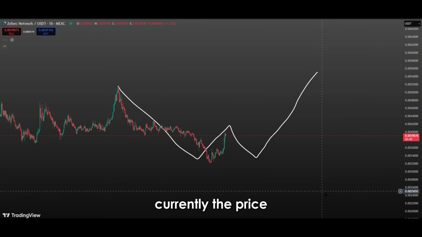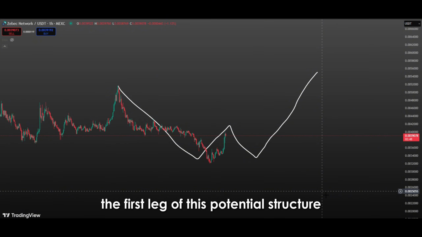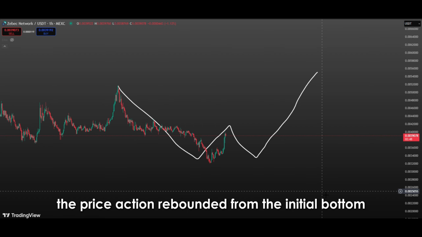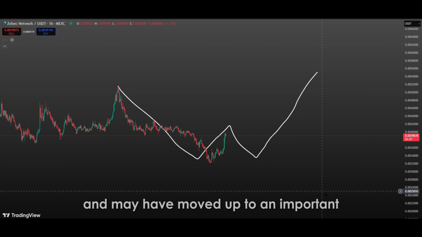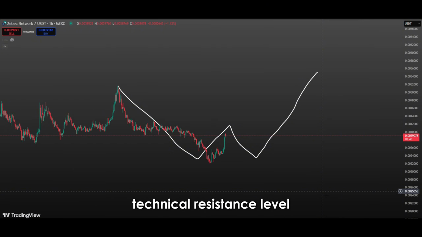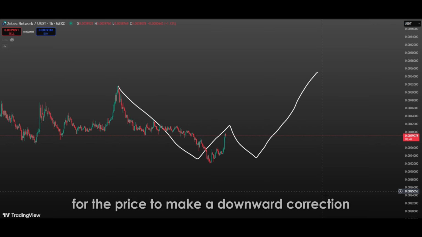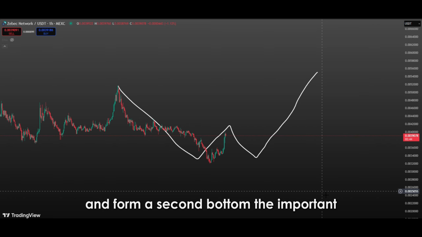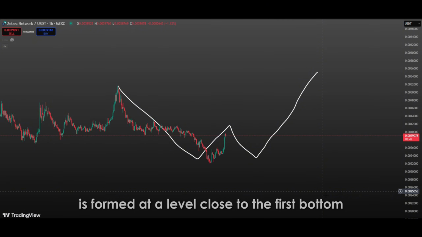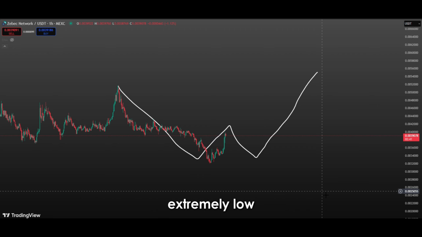Currently, the price seems to have completed the first leg of this potential structure. The price action rebounded from the initial bottom, and may have moved up to an important technical resistance level. However, at this point, due to profit selling or market dynamics, it is quite normal for the price to make a downward correction and form a second bottom. The important thing is that this second bottom is formed at a level close to the first bottom without breaking the first bottom extremely low.